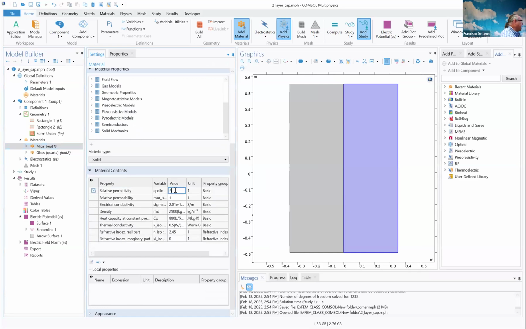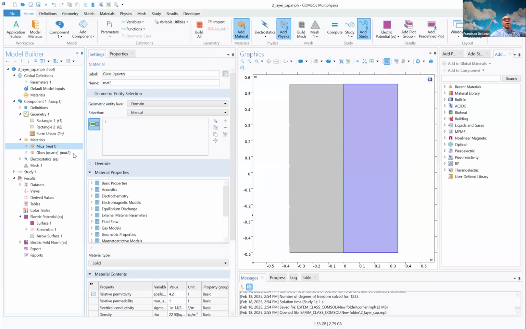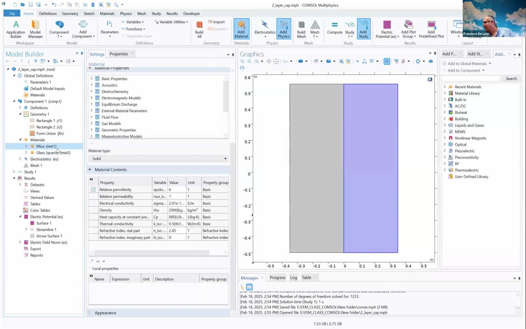So it was 6. And what is the value of the other one? Glass is also 6. Oh, that's why we don't see almost anything. Yeah. All right, so put 1 and 6. Okay, so 1, and the other, leave it the way it is. Okay, so now run it.